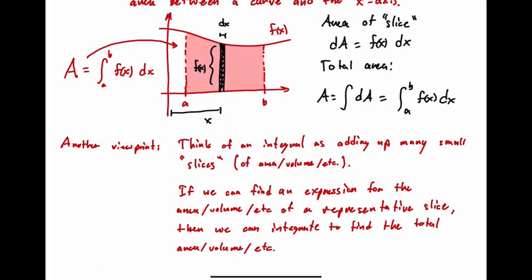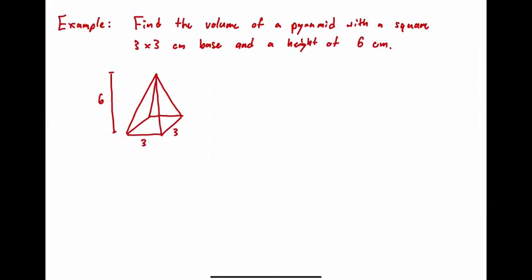Now let's try applying these concepts to volumes. Once again, we want to think of an integral as adding up many small slices, in this case of volume. And if we can find an expression for the volume of a representative slice, then to find the total volume, we simply integrate. Let's see how this works. In this example, we want to find the volume of a pyramid with a square 3 by 3 centimeter base and a height of 6 centimeters.